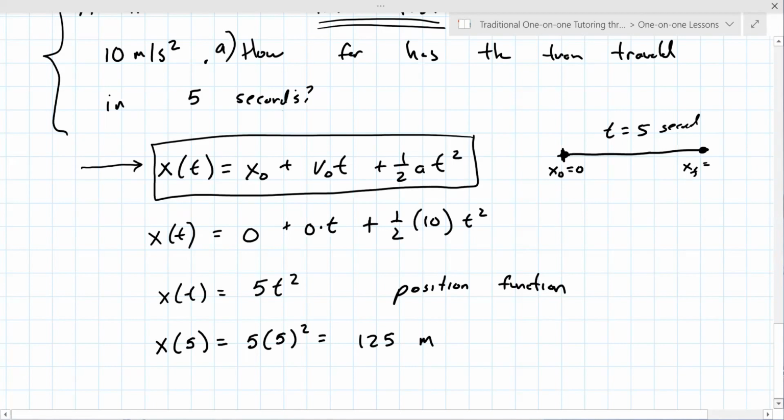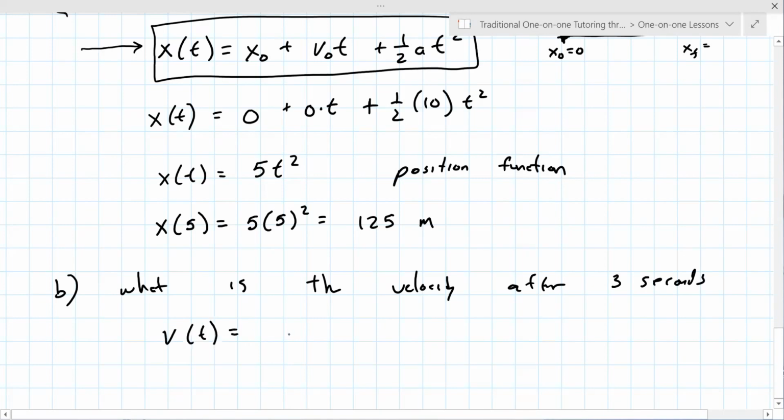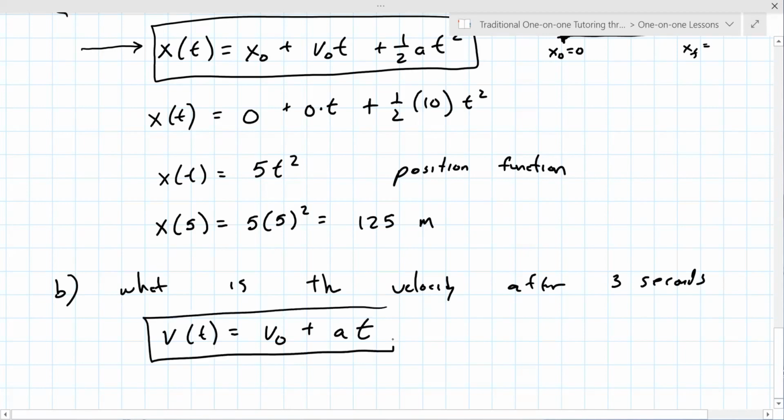So that's question A. Question B would be: what is the velocity after 3 seconds? So there's another equation where you can use V of t equals V initial plus acceleration times time. This is another equation that you need to know.